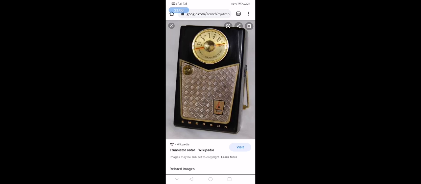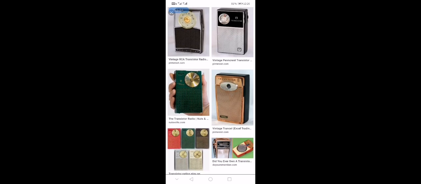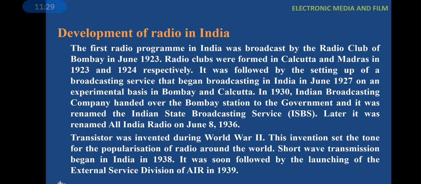So the invention of this transistor led to the expansion and popularization of radio sets. People can use it in their home, they can take it home, they can take it wherever they go. This is the transistor type radio. So the invention of the transistor made radio popular throughout the world, and shortwave transmission began in India in 1938. It was soon followed by the launch of the External Service Division of All India Radio in 1939. So this was the development of radio in India.